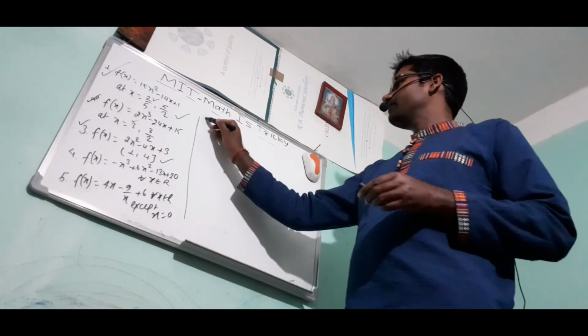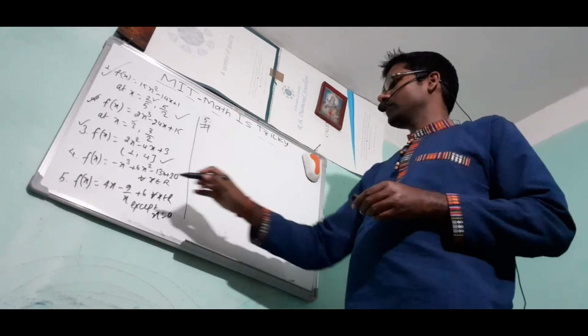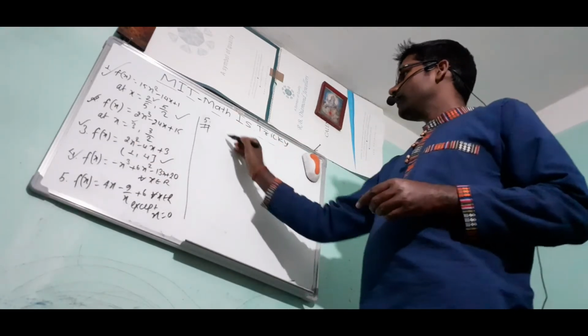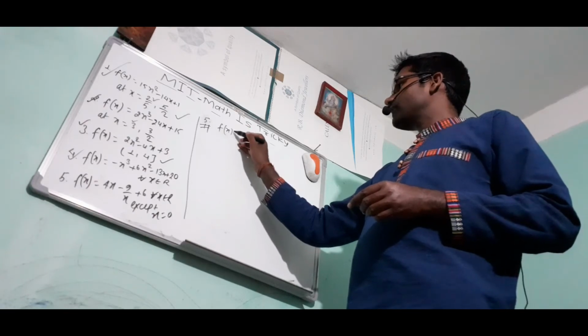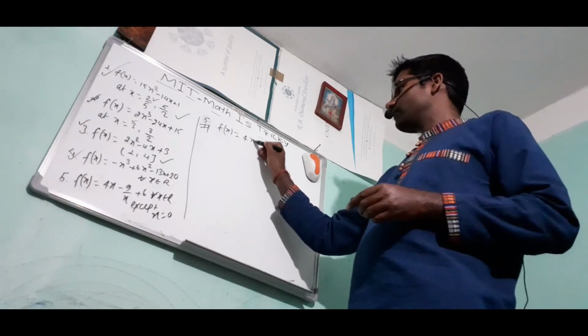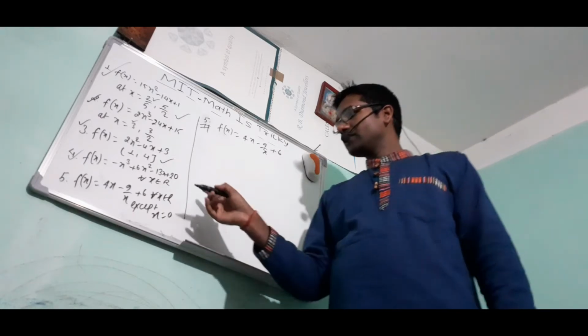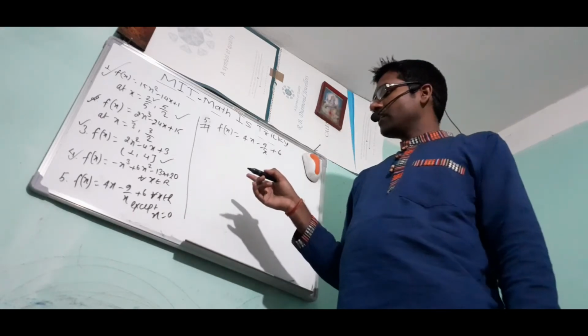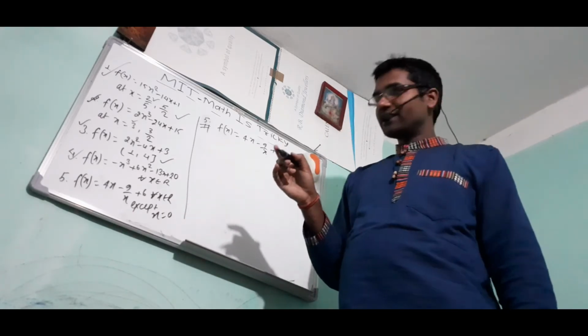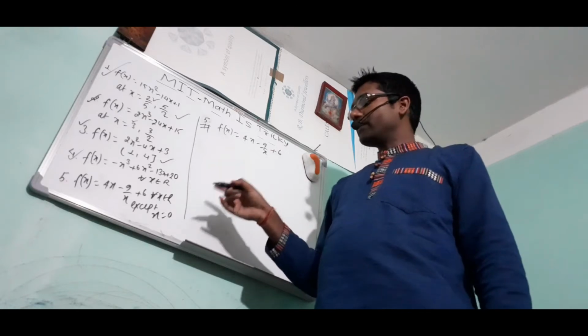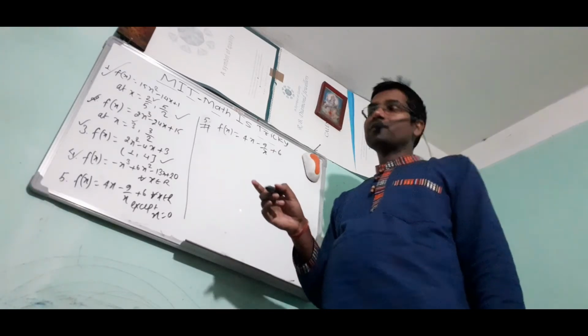Question number 5. Solve this also. Here we are given f(x) equals 4x minus 9 by x plus 6. Now again we have to check whether this function is increasing or decreasing for all the real values of x except x equals 0.